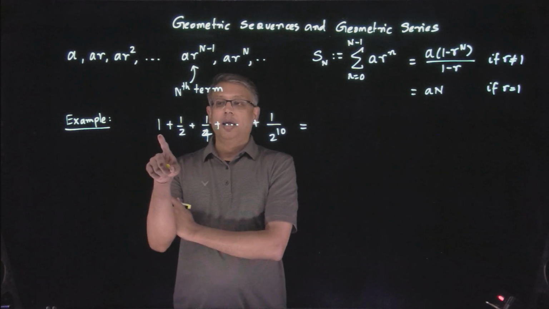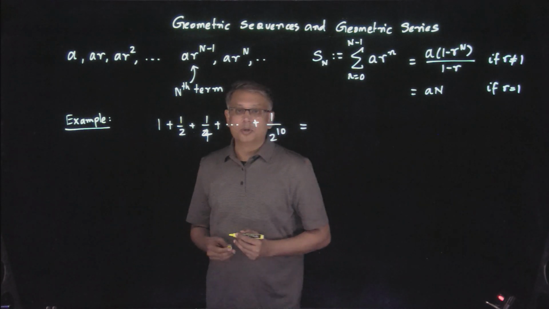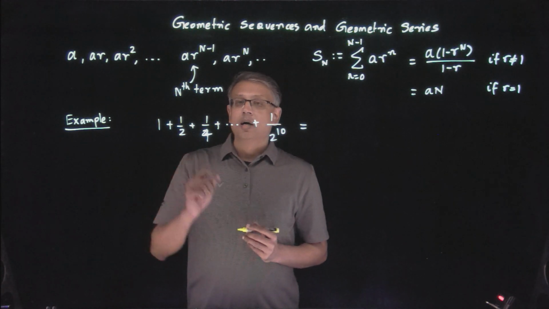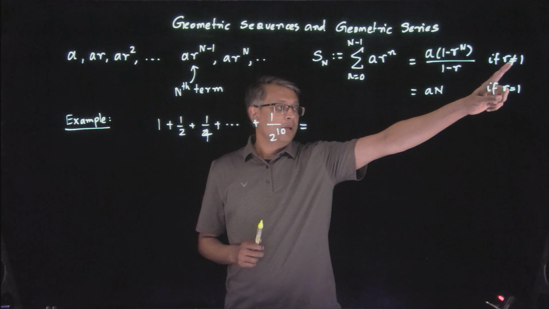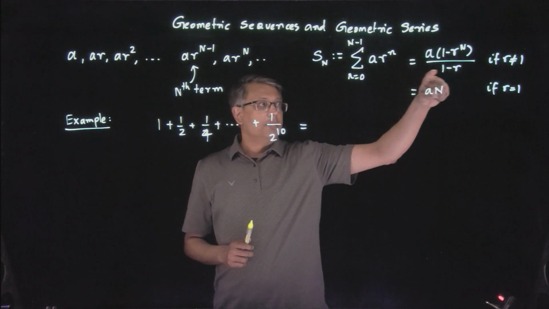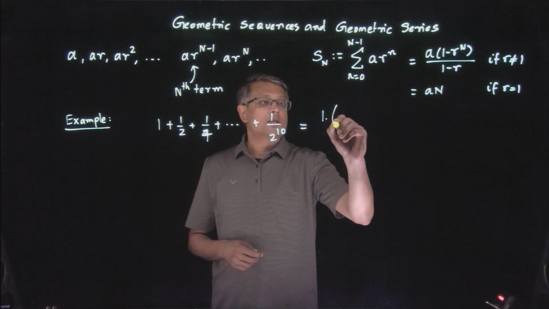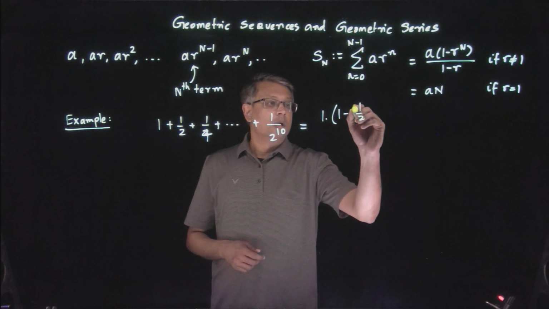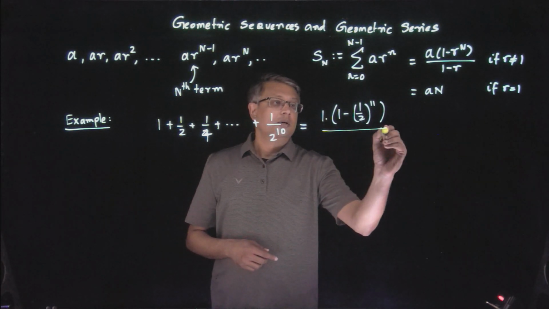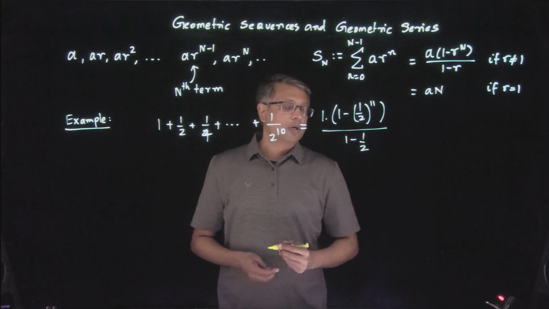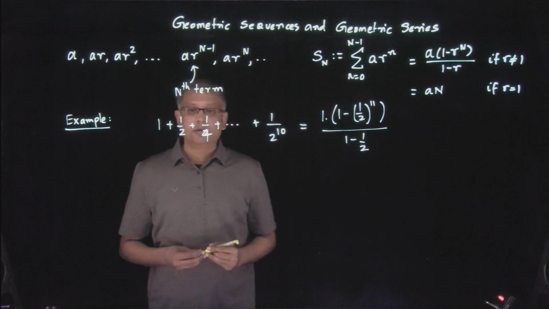is A, which is in this case... first let's identify A and R. What is A? A is 1, R is 1/2. So R is clearly not equal to 1. So this part of the formula applies to the summation, and that tells us that the summation is 1 times 1 minus 1/2 raised to 11 divided by 1 minus 1/2. 1 minus 1/2 is, of course, 1/2. And this is some number that you can punch into your calculator to evaluate.